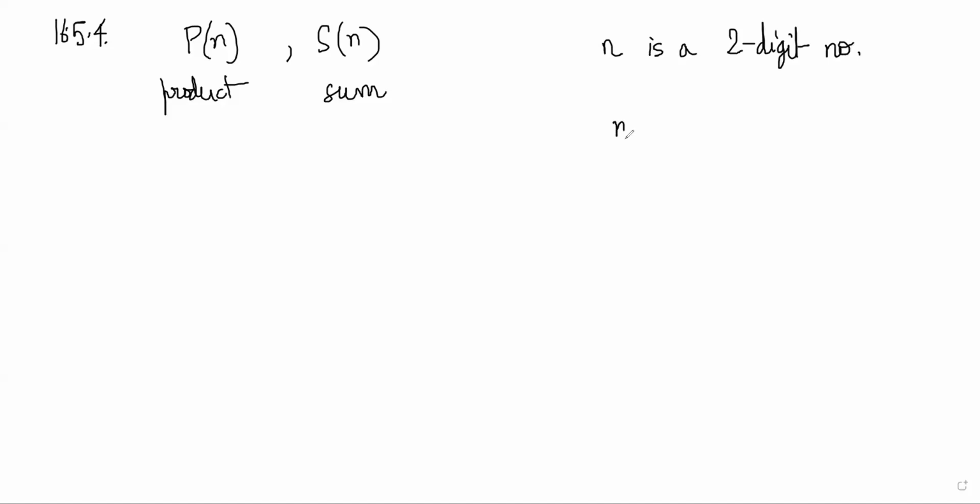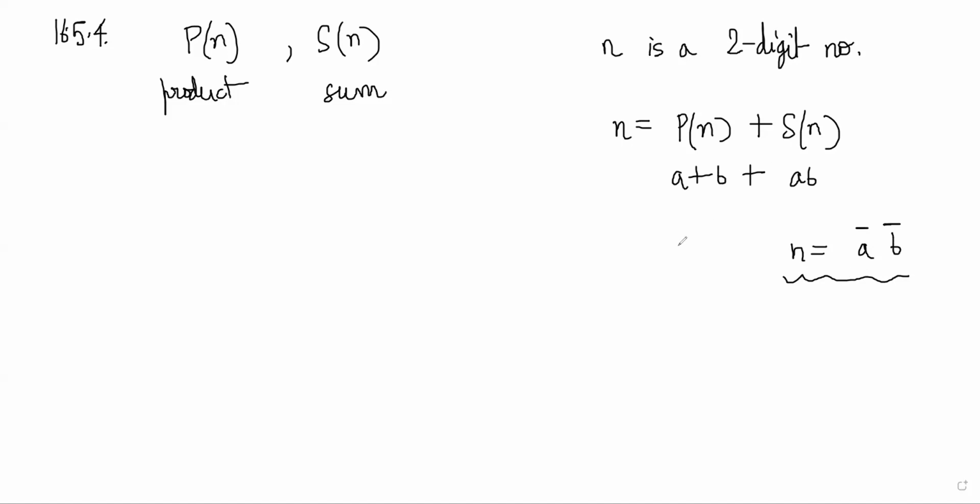Okay, so what I did, I labeled the tens digit and the units digit of n as a and b respectively. So then the product would be ab and the sum would be a plus b. And that should be equal to n itself. So I got that ab plus a plus b is equal to 10a plus b. And then if you solve that, you get ab is equal to 9a, which gets you b is equal to 9.